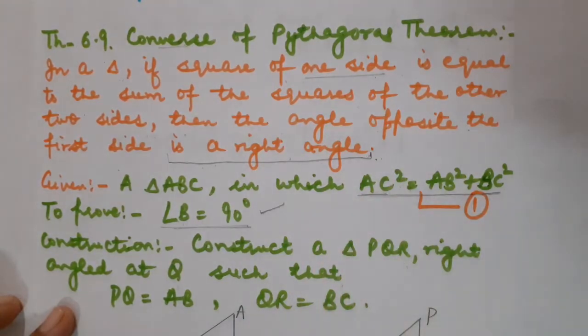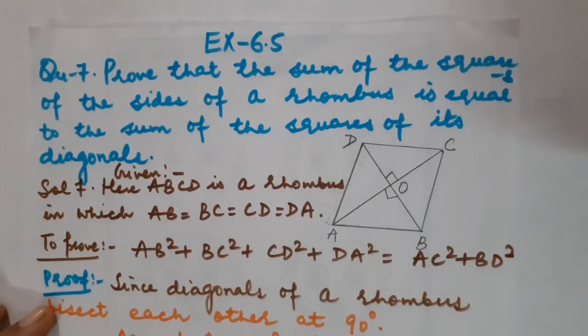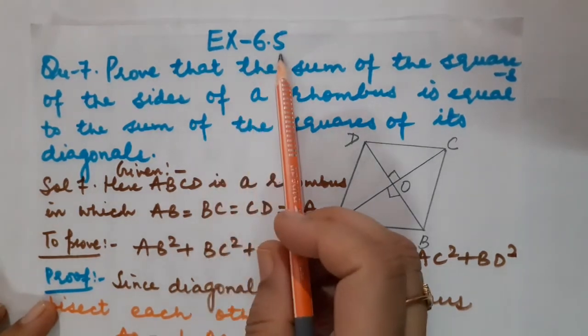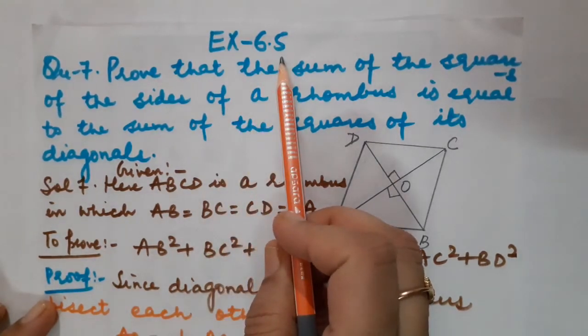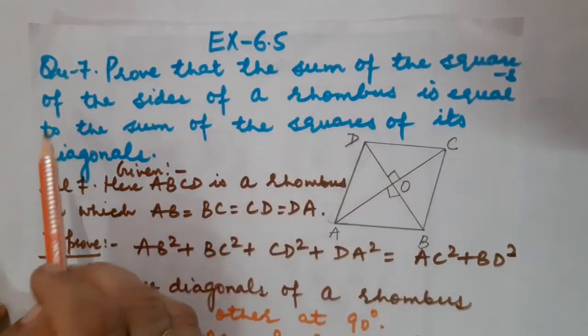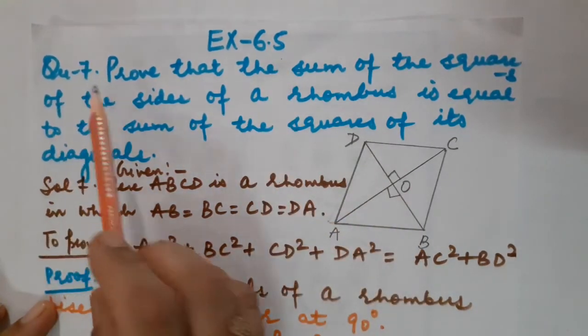Got it? So children, now let us start the main lecture today. This is basically based on the problems from exercise 6.5, and all the problems are based on Pythagoras as well as its converse. Got it? So let us start question number 7.